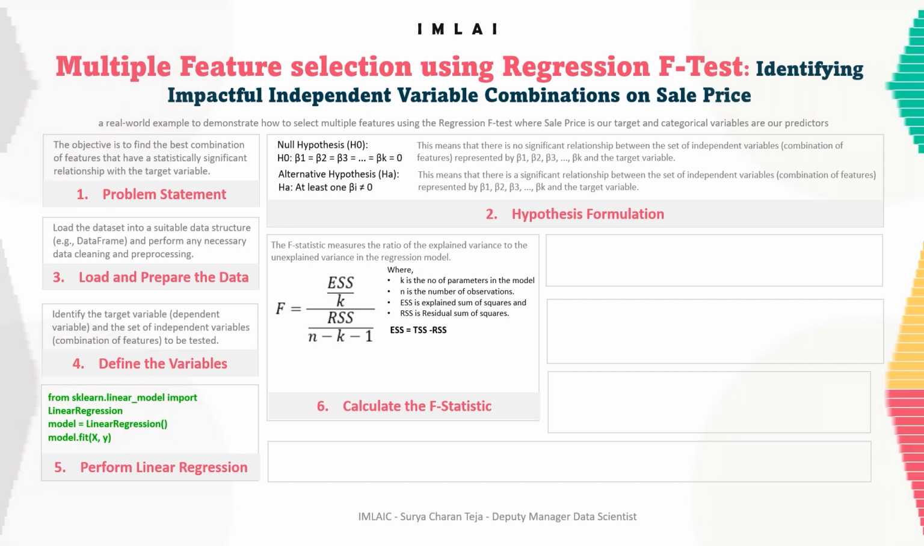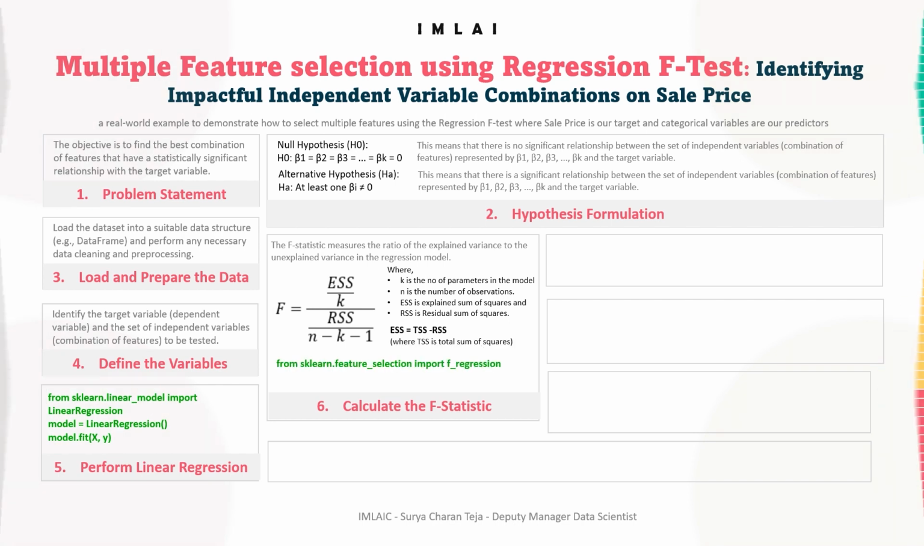This is what we call ESS, which is explained variance. We call RSS unexplained variance, and ESS explained variance. Explained variance can be calculated from the TSS, total sum of squares, minus RSS. Okay, so TSS is the total sum of squares, and how do we calculate it?